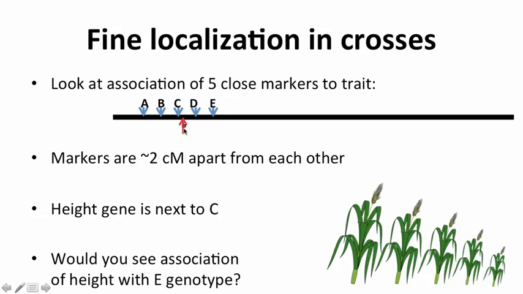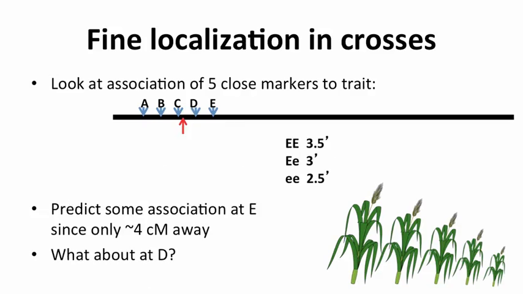Would we see an association of height with the E genotype? We know the height gene is next to C. Well, the E gene is only about 4 centimorgans away. So sure, of course we'd see an association with it. It's pretty darn close to that gene which is contributing to variation in height. We might see something like this, where if you're big E, you're 3.5 feet tall. Again, I'm using the case where all the capital letters are derived from the tall parent and the lowercase letters from the short parent. The big E ones are 3.5, the little e ones are 2.5. So again, we do predict some association between E and height because it's only about 4 centimorgans away.